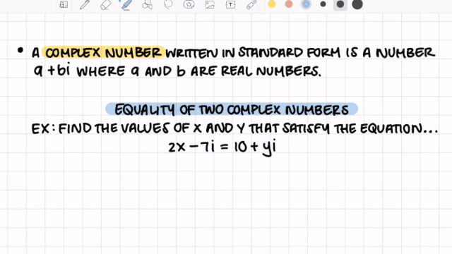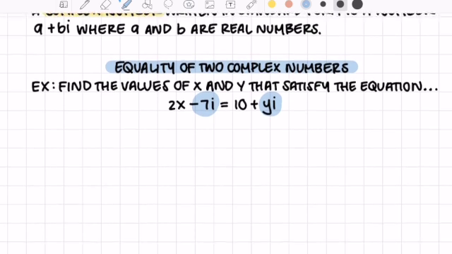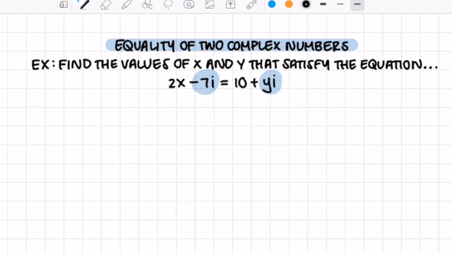So right here, -7i and yi are just like terms. I can combine them together. On the side, I'll write here -7i equaling yi. And then the terms that don't have i, such as the 10 and the 2x, I'll make their own equation as well. We'll have 2x is equal to +10.